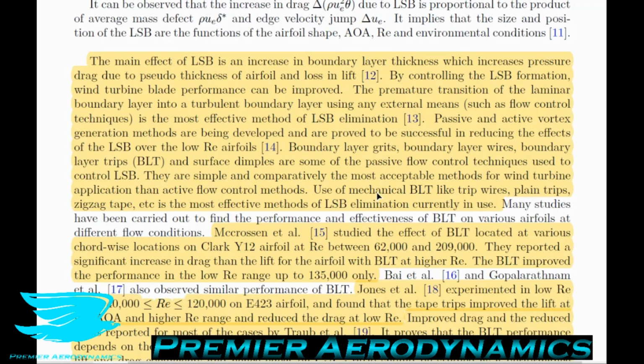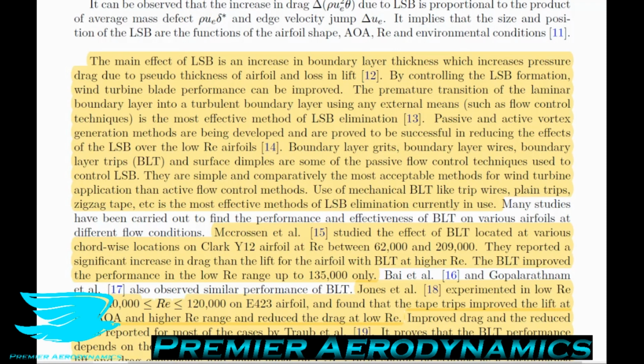And surface dimples, again, are very similar, where you effectively have a rougher surface because you have all these dimples taken out of the surface, and now it's going to be producing turbulence. Depending on how big the dimples are, sometimes that can produce vortices around the edges, and that can result in a turbulent boundary layer. So the use of mechanical boundary layer trips like trip wires, plane trips, zigzag tape, etc., is the most effective method of LSB elimination currently used.